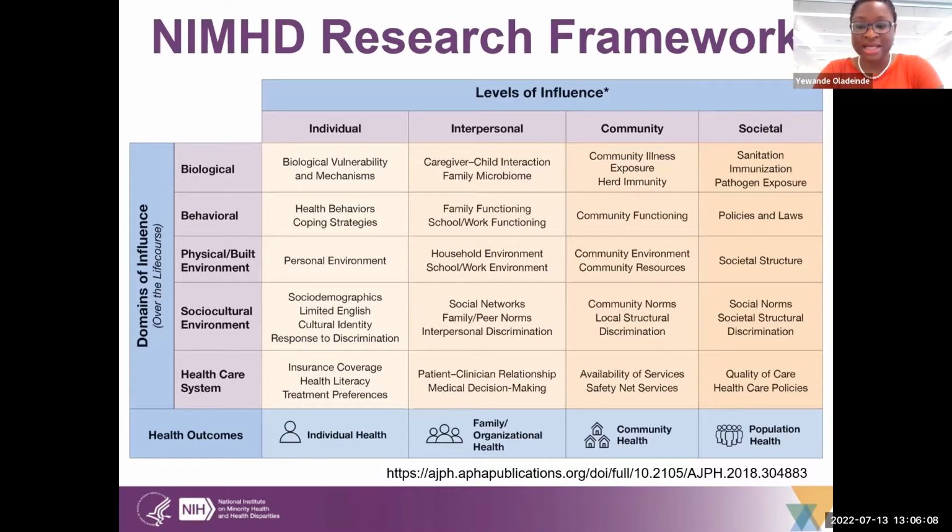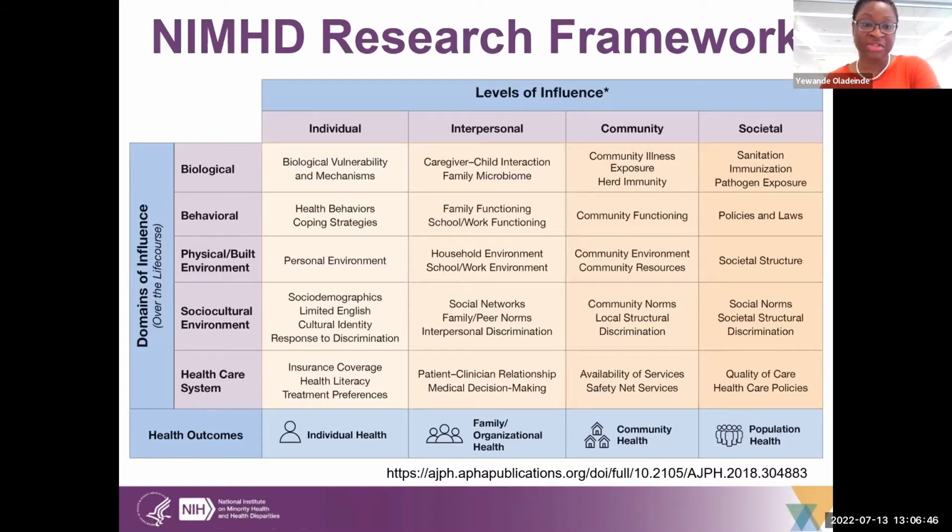The way the framework was designed, it was really designed to expand your thinking. And when I say your thinking, whether you're a researcher, a clinician, or a community member, it was designed so that, as a researcher, you're not just thinking from the biomedical model, but you're considering all the other factors that may influence health, whether at the individual, interpersonal, community, or societal level.